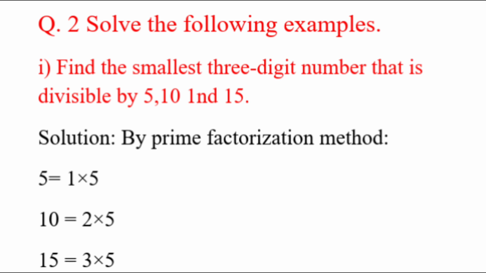Question number 2 is solve the following examples. Find the smallest 3-digit number that is divisible by 5, 10 and 15. So by the prime factorization method, 5 is equal to 1 into 5, 5 ones are 5, 10 is equal to 2 5s are 10, 15 is equal to 3 5s are 15.